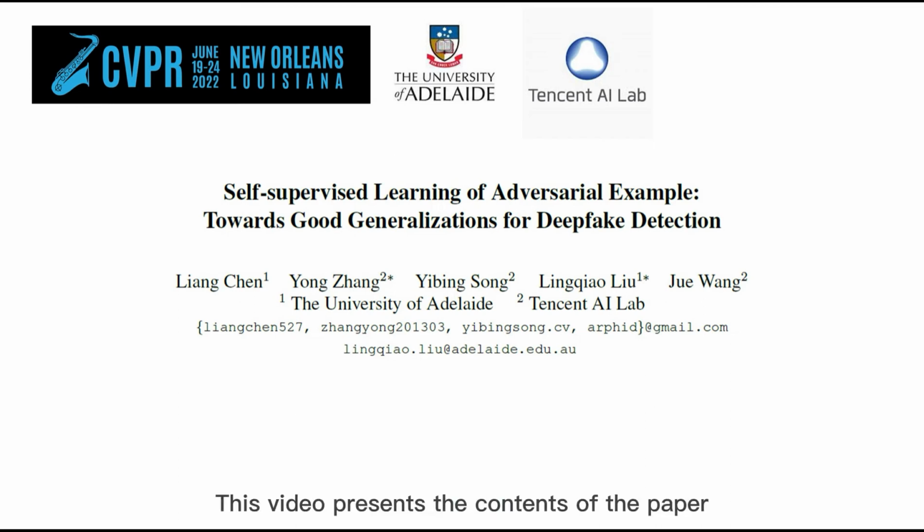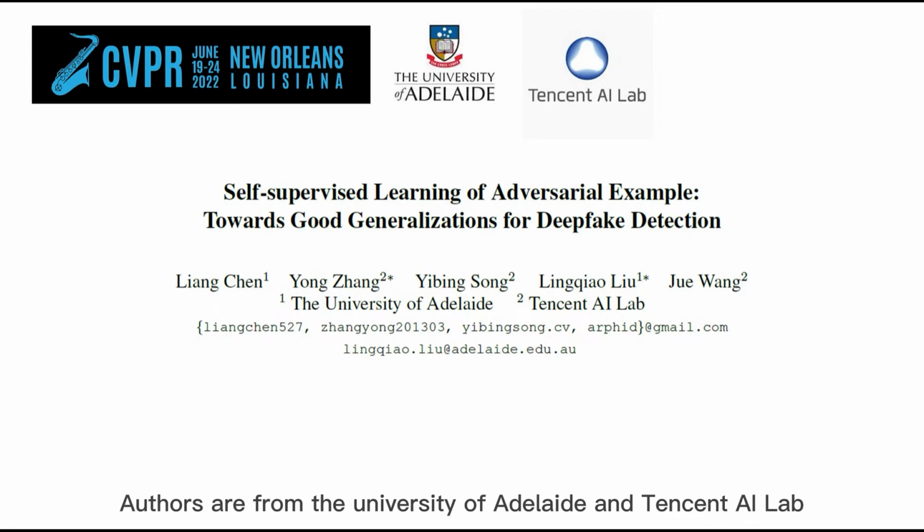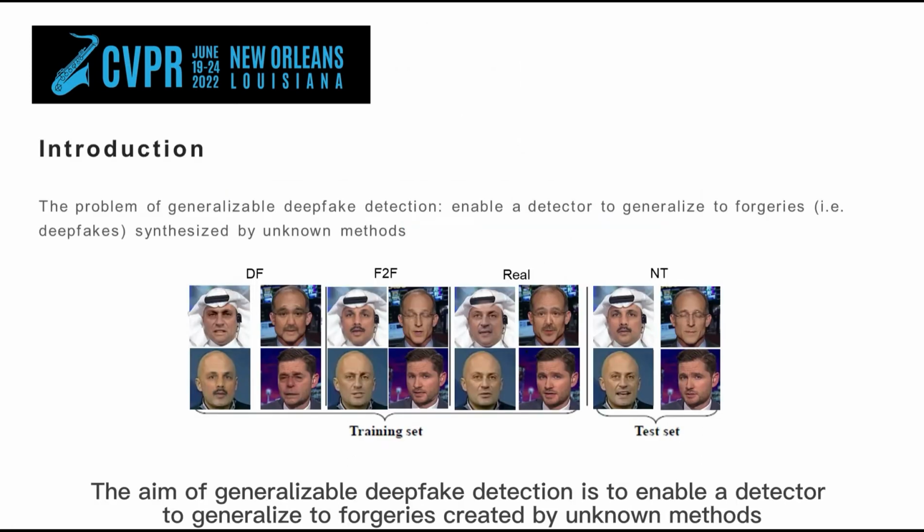This video presents the contents of the paper Self-Supervised Learning of Adversarial Example Towards Good Generalization for Deepfake Detection. Authors are from the University of Adelaide and Tencent AI Lab. The aim of generalizable deepfake detection is to enable a detector to generalize to forgeries created by unknown methods.